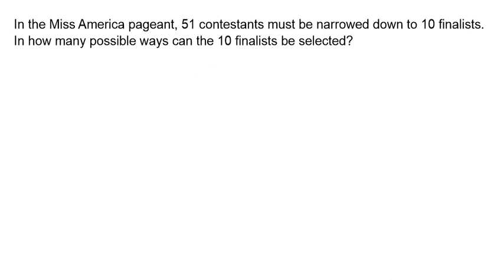In the Miss America pageant, 51 contestants must be narrowed down to 10 finalists. How many possible ways can the 10 finalists be selected? In this case, it doesn't matter if you're the first, second, third, or 10th finalist selected, as long as you're one of the 10. Since the order does not matter in which you're selected out of those 10 finalists, this is going to be a combination. So we have 51 contestants, and we're choosing 10 finalists.